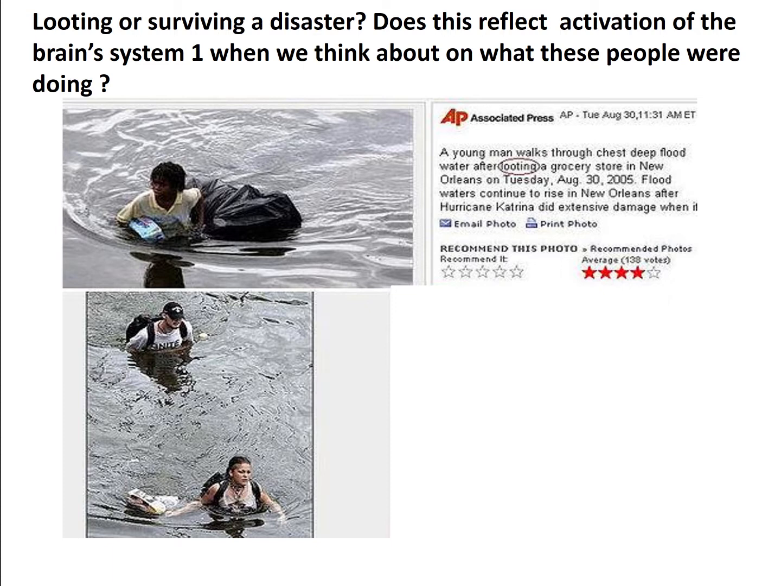The first picture on top is a picture of an African American woman wading through the flood waters, carrying a big bag and a large package. It says a young man, actually it was a man, not a woman, walks through chest-deep flood water after looting a grocery store.